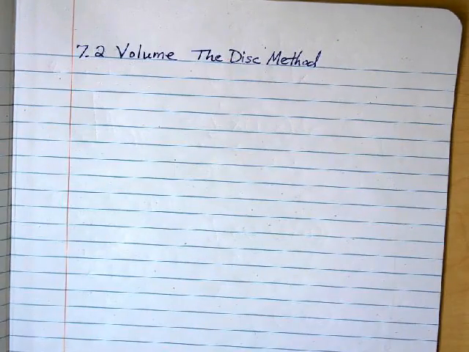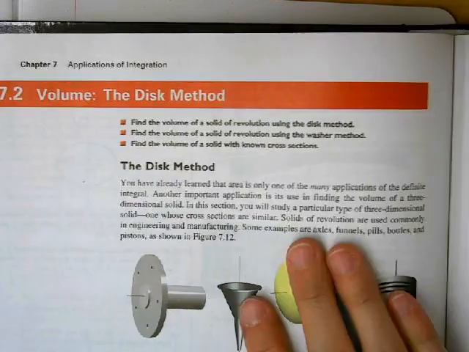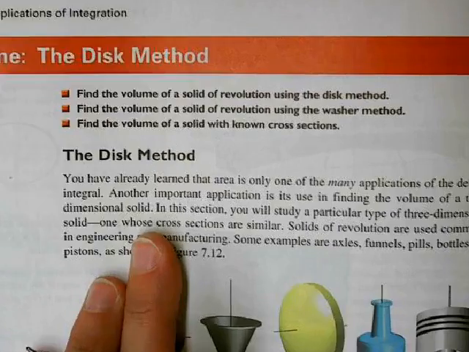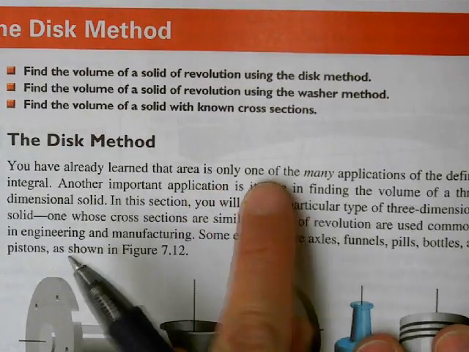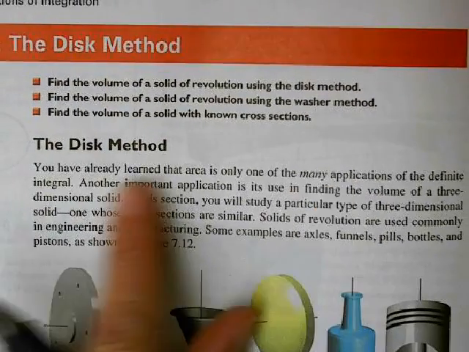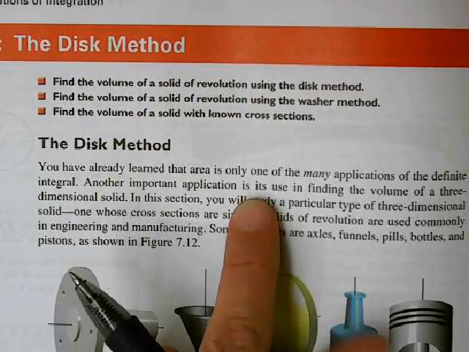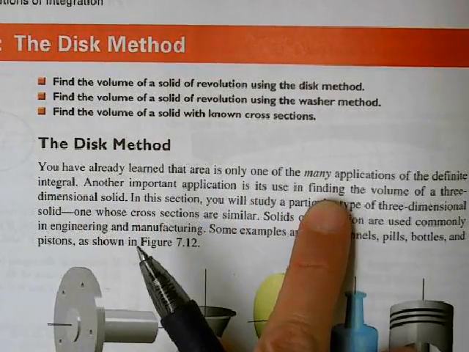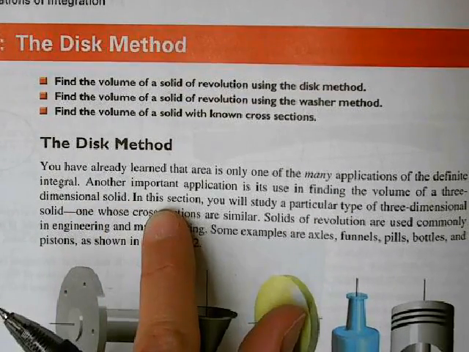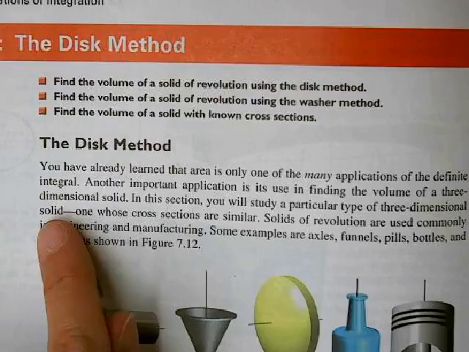Okay? And what this is about, I like how the book talks about it. I have the text right here. We have already learned that area is one of the many applications of the integral. We use the integral, we integrate to find area. Another important application is its use in finding volume of three-dimensional figures, three-dimensional solids. So in this section, that's what we're going to be studying. We're going to be studying finding the volume of a three-dimensional solid.